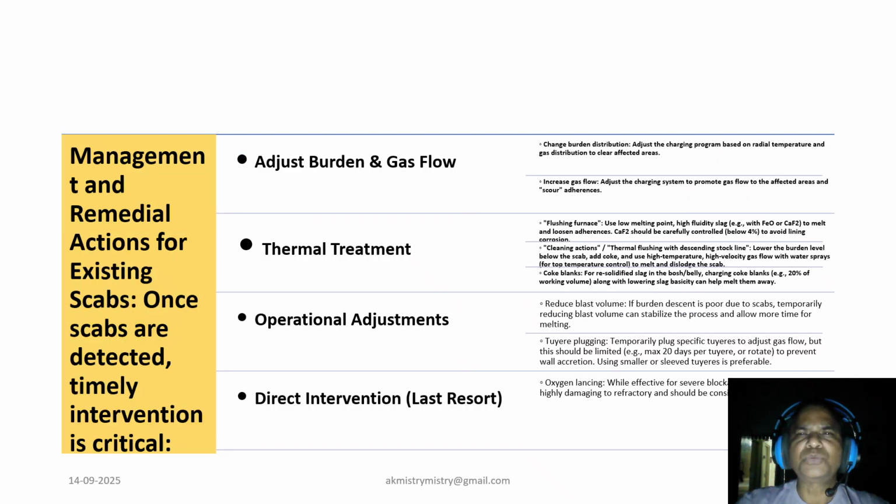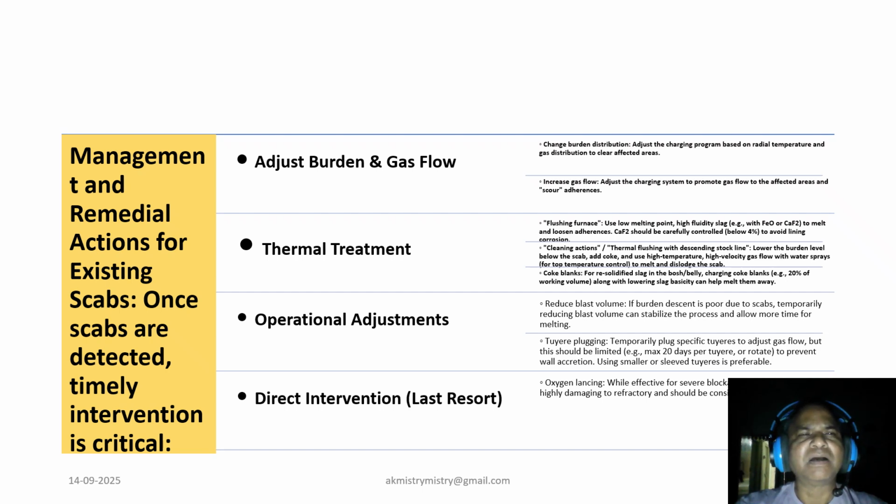Now, coming to managing existing scabs is a very important activity or execution for blast furnace operators. The question arises, should scabs form despite our best effort? Timely management is essential, and these only form when we delay in our action.